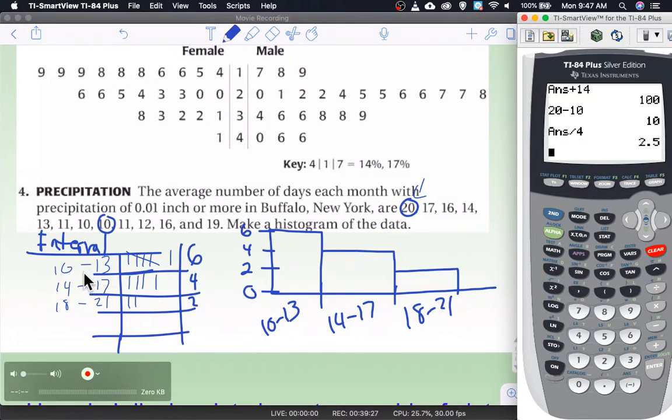Intervals have to be the same size. You can't have any overlapping numbers or skipped numbers. And it's good to have somewhere between 3 and 5. And you saw it does take some guessing and checking before you can get a good one that seems to work out well.